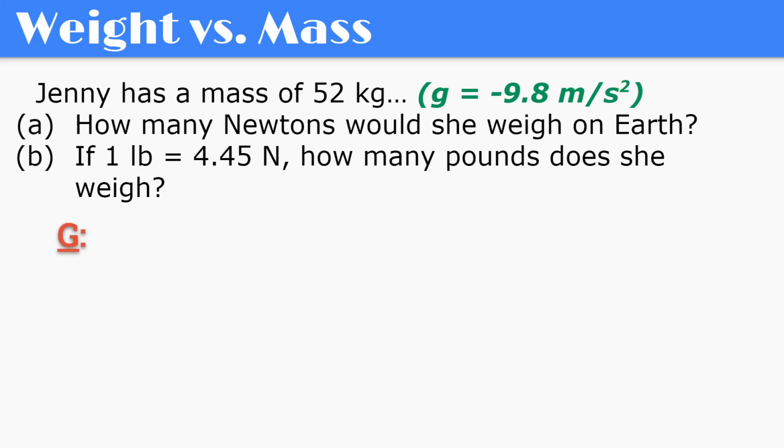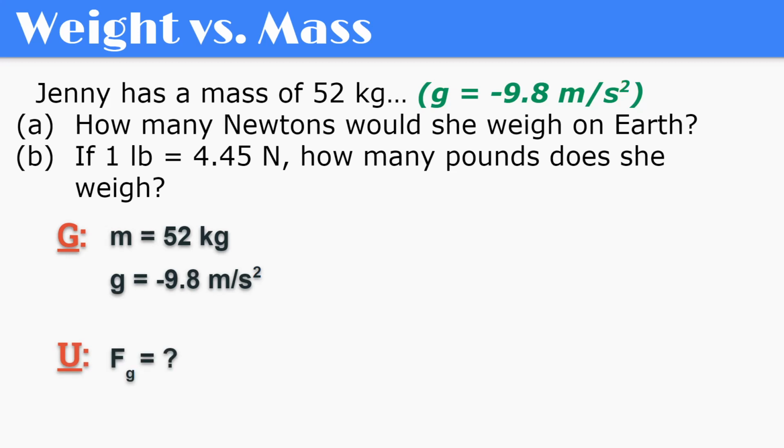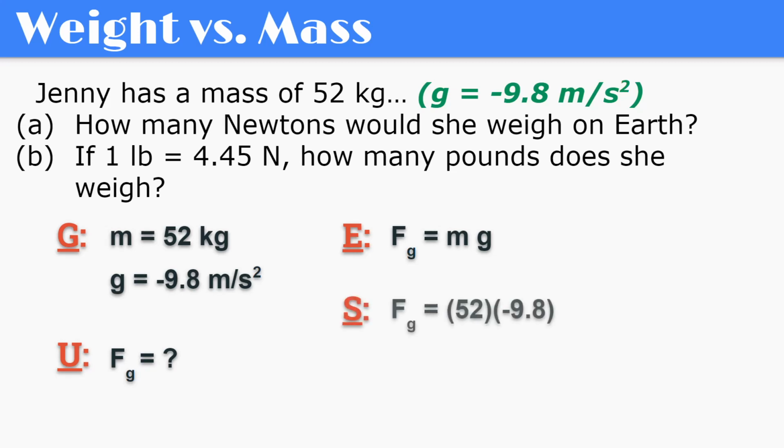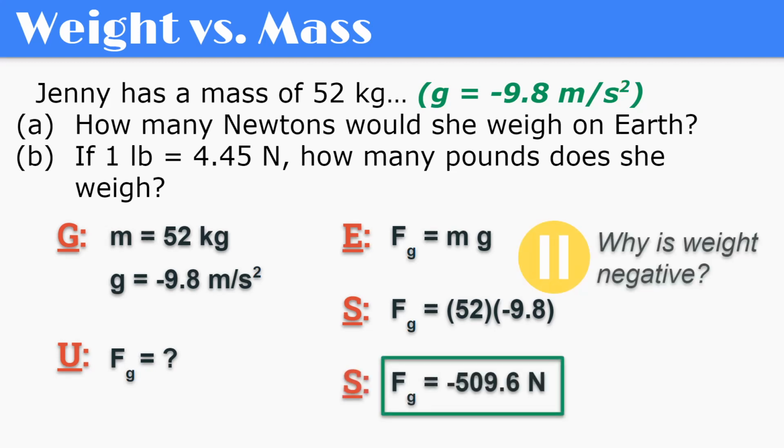So if I wanted to solve for how many newtons she would weigh on Earth, let's go ahead and write down the information I'm given. I know her mass is 52 kilograms. I know that gravitational acceleration on Earth is negative 9.8 meters per second squared, and I'm looking for my unknown, Fg. I'm looking for her weight. Again, if it asks for weight, that's Fg. My equation, and I only have one, is this one. Substituting in, this should be pretty straightforward. Mass 52 times g, negative 9.8, gives me her weight as negative 509.6 newtons.